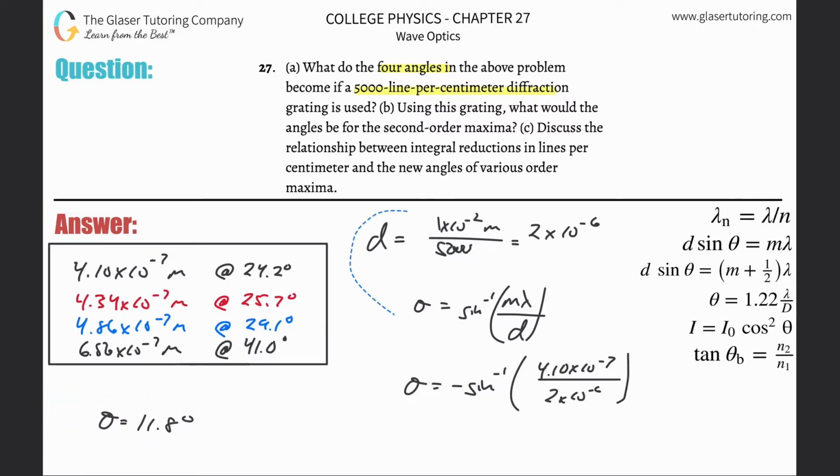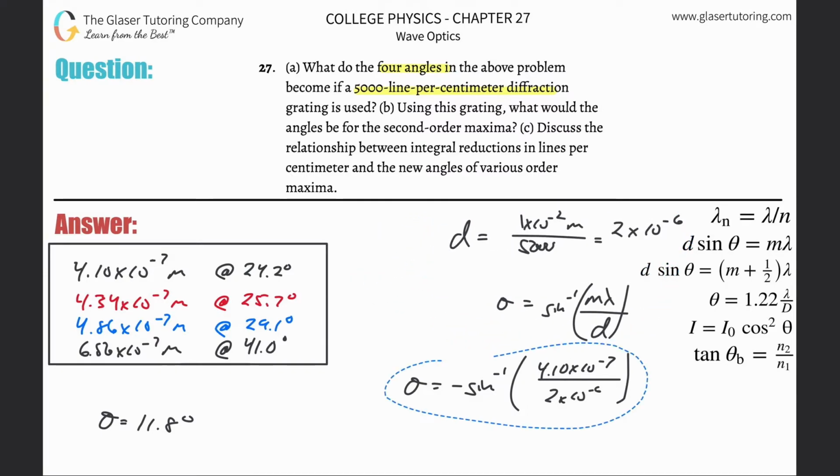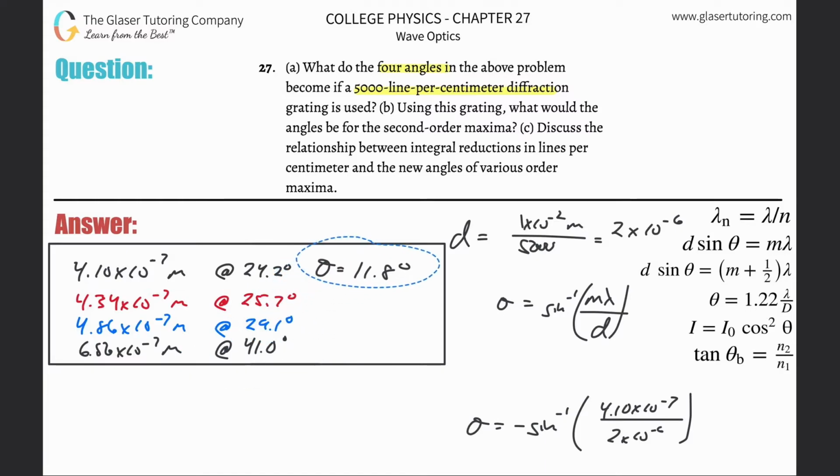Let's move this over a little bit, and I'm going to expand on this. We'll put this value, the new theta, and then let's do it for the next one. The only thing that's going to change here is the wavelength. So this becomes 4.34 times 10 to the minus 7th. Redo the calculation: inverse sine of 4.34 times 10 to the minus 7th divided by 2 times 10 to the minus 6th. And that's now 12.5 degrees.